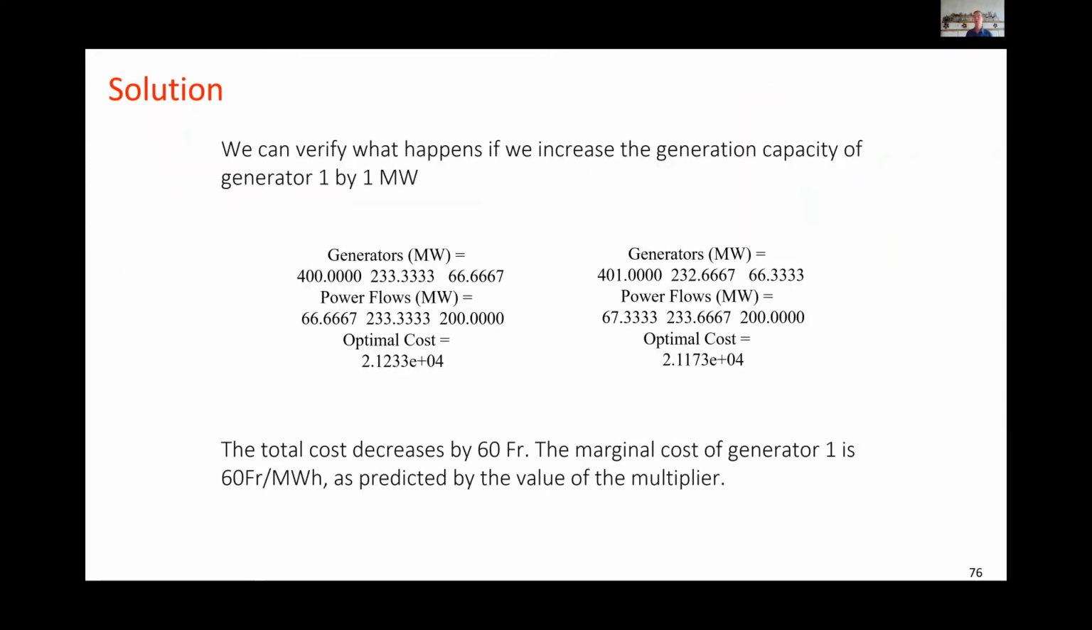We can also verify the interpretation of marginal cost by simply resolving the problem after adding a small quantity. Here I added 1 and I looked at what the optimal cost is. We see the increase in cost, so we see that the marginal cost is 60 as predicted by the value of the multiplier here.